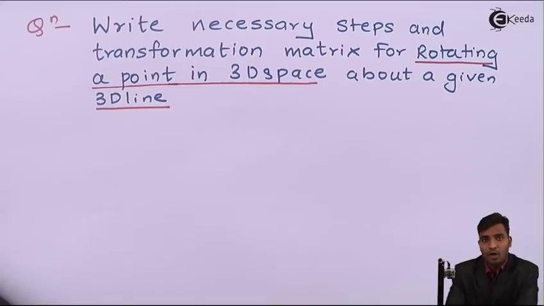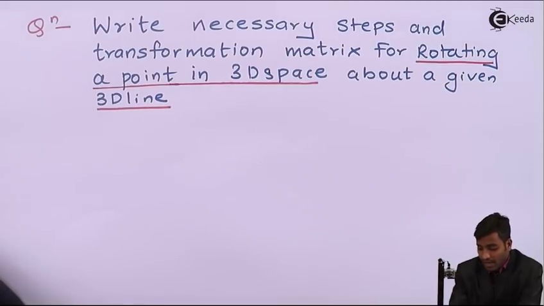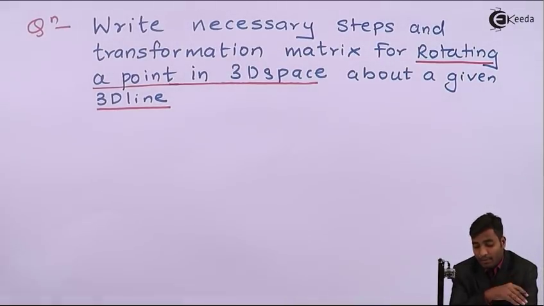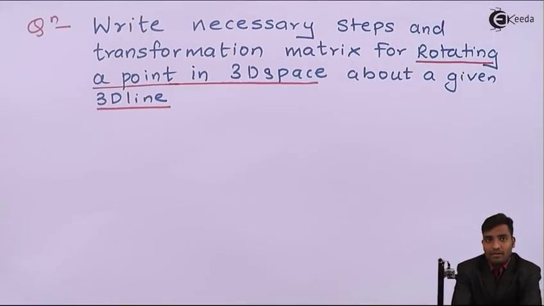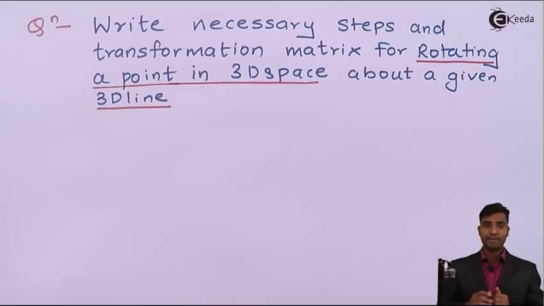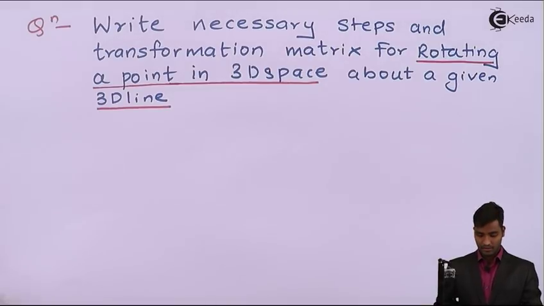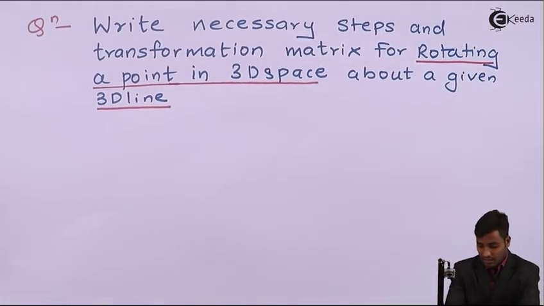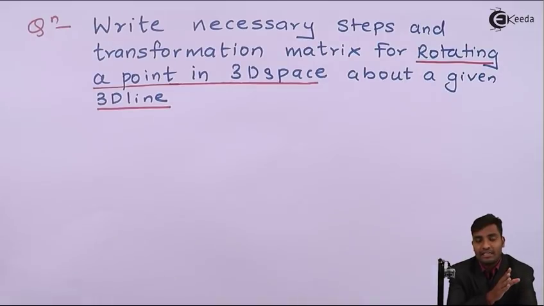So in this problem we have to rotate a point which is in 3D space about a given 3D line. Until now we have seen rotating a point or an object with respect to any of the coordinate axes such as x, y and z. But in this case we have to rotate a point or object about a 3D line, that is an arbitrary line which does not coincide with any of the axes.